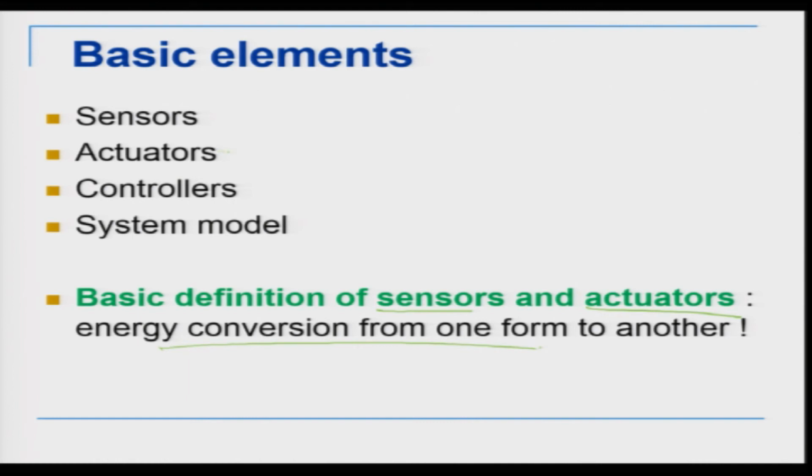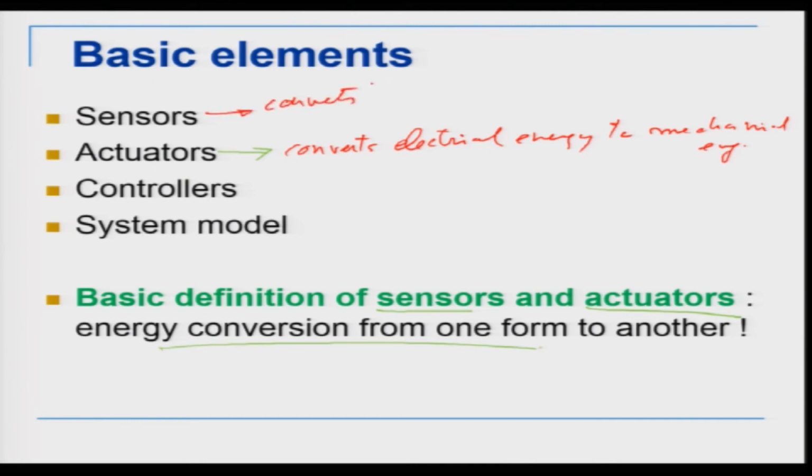So, what does an actuator do? Let me write the definitions, this is the general definition. It converts electrical energy to mechanical energy. So, something moving is mechanical energy, so electrical to mechanical conversion. What does the sensor do? It also converts. It converts mechanical energy back to electrical energy.